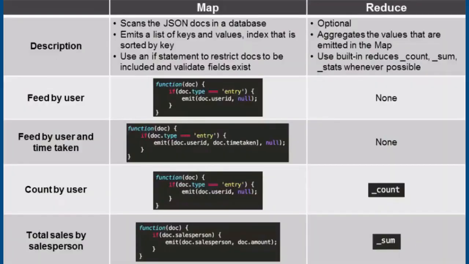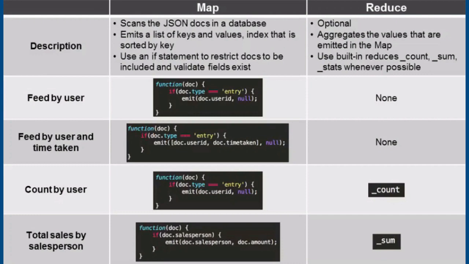There are typically four different examples that will show you the JavaScript portion of the map that are used to build the indexes which get inserted into the map field in the design document. The first is a feed by user that returns documents sorted by user ID. Then there is a feed by user time taken.